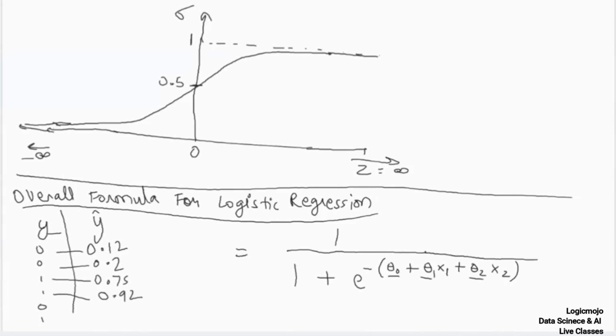Linear regression is a regression problem. Logistic regression is a classification problem. So this is the formula for logistic regression, which is sigmoid of linear regression. That's all. That's logistic regression. It's sigmoid of linear regression.